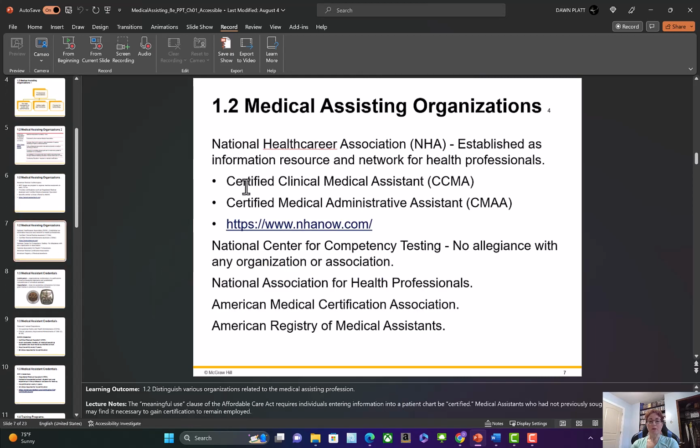There's several others here that are on this slide right here. National Health Career Association, otherwise known as the NHA. This is another reputable organization where you can see it offers the Certified Clinical Medical Assistant or the Certified Medical Administrative Assistant. There again, here's the website, so that way you guys can navigate to that and look for more information. But there are others that offer different certifications for medical assistants, whether it's going to be on the clinical side or the administrative side, again, or both.